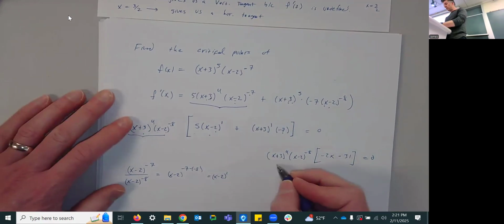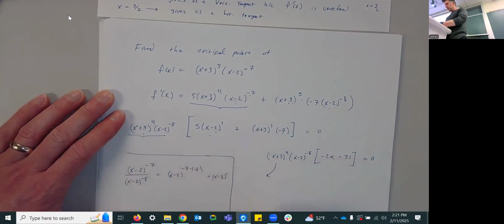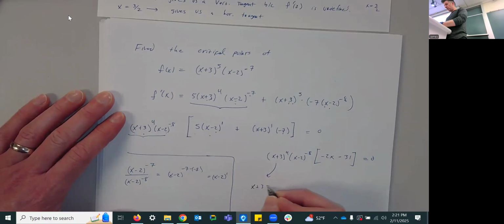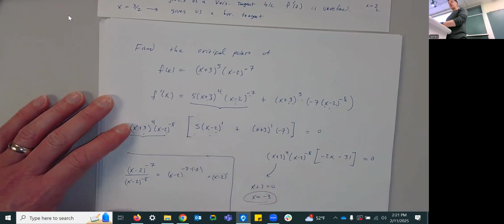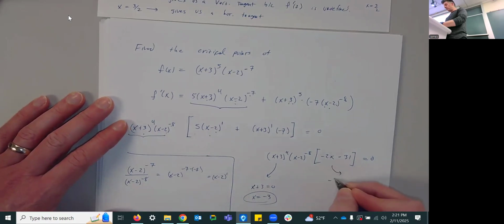So if I'm setting this equal to 0, I see that there are 2 solutions. One of the solutions is x plus 3 equal to 0, or x equal to -3. The other solution is -2x minus 31 equal to 0, or -2x equal to +31, or x equal to -31 divided by 2.